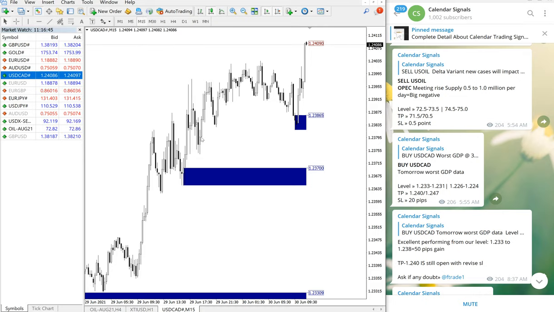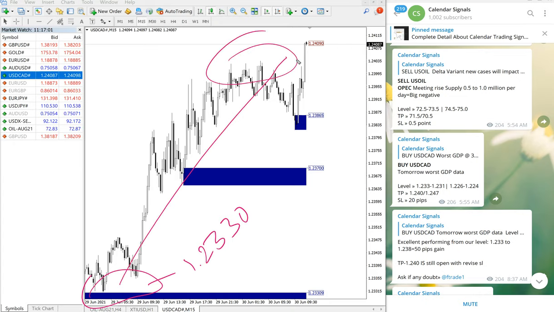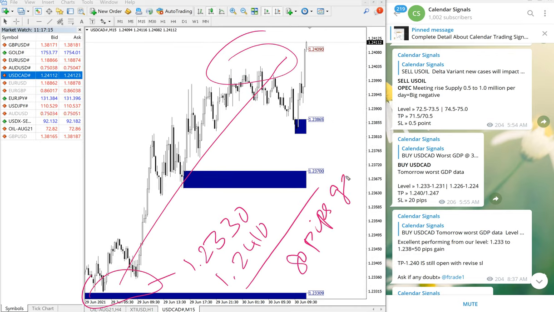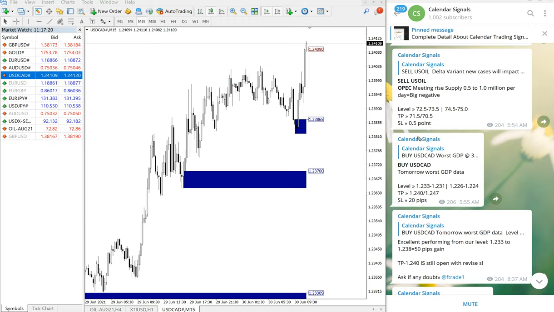So buy USDCAD performed from 1.2330, from this area, and moved high till here, which is 1.2410, which is 80 pips gain on buy USDCAD. And then the next signal we have given is sell USOIL.